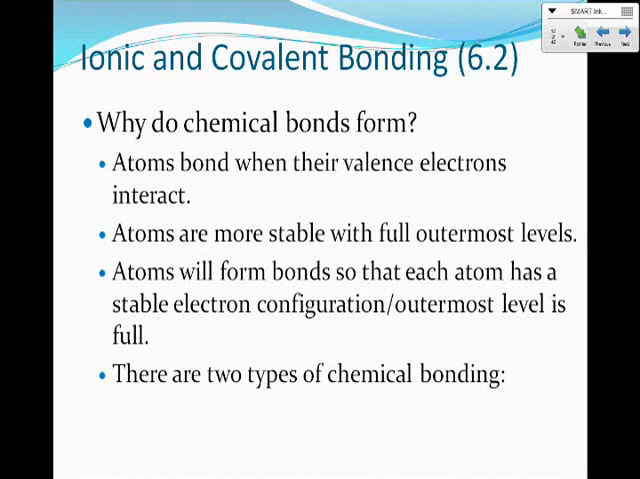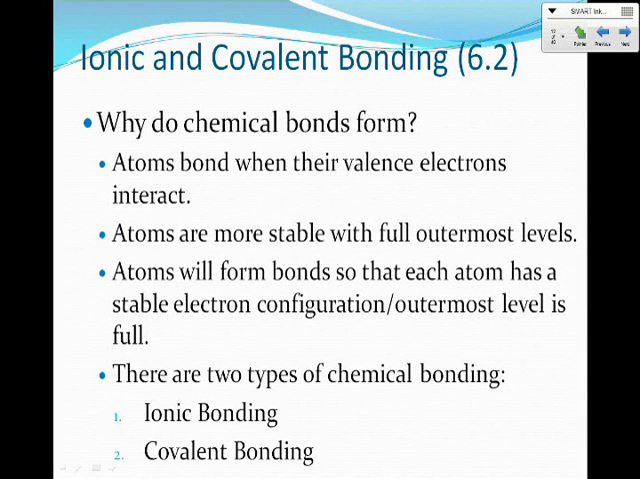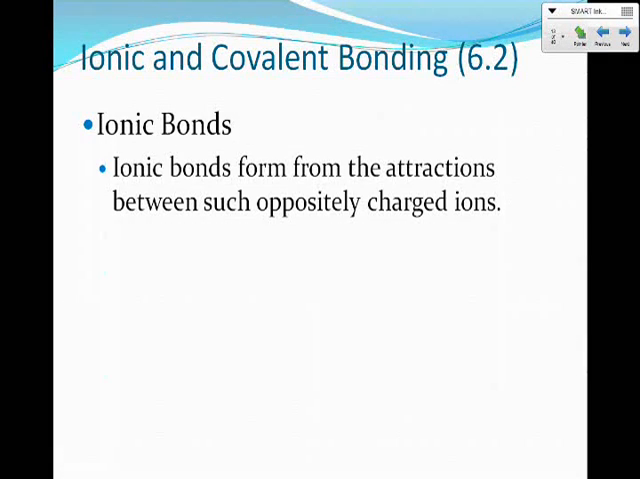configuration. And as I said at the beginning, there are two types of chemical bonding. The first one is ionic bonding. The second one is covalent bonding, and we're going to discuss ionic bonds first. Now, ionic bonds form from the attractions of the positive and negative ions. And so when you have something that's oppositely charged, they're going to be attracted to one another.